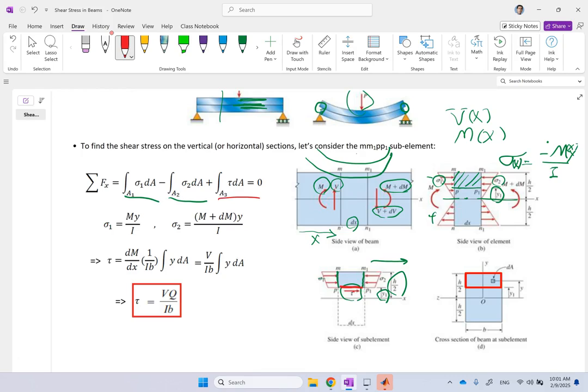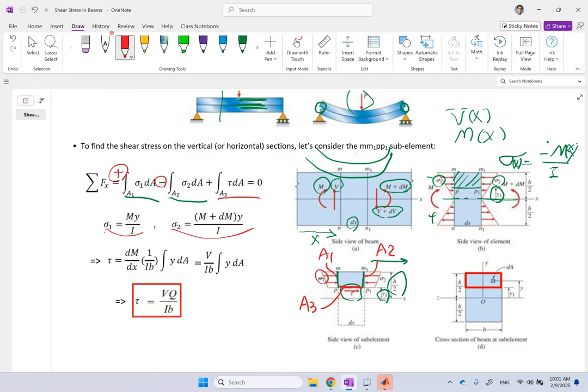So A1, A2, and A3, you know which one we are talking about, right? This is A1, this is A2, and this bottom one is A3. This has to be equal to zero. Now, sigma 1 is My over I, and here we are talking about their magnitudes, and sigma 2 is (M plus dM) y over I. And you might say, why magnitude? Because the directions are already considered here with the positive and negative sign. So what we really need to look at are their magnitudes.